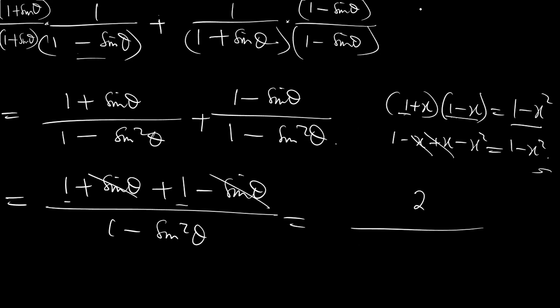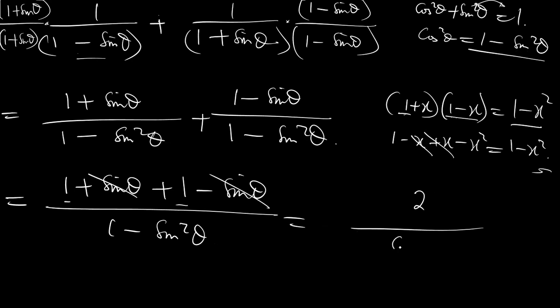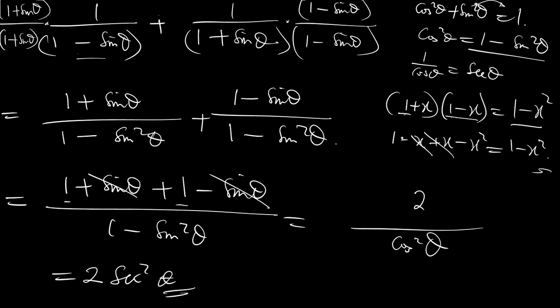You know that cos squared theta plus sine squared theta is equal to 1. If you move this sine squared theta to the other side, you now have cos squared theta equal to 1 minus sine squared theta. So anywhere we see 1 minus sine squared theta, we replace it with cos squared theta. So this is equal to 2 over cos squared theta. And you also know that 1 all over cos theta is equal to sec theta. So this will now be equal to 2 sec squared theta. These are the trigonometric identities that we use to simplify, and we apply them to simplify these particular problems. Now, let's go to question F.